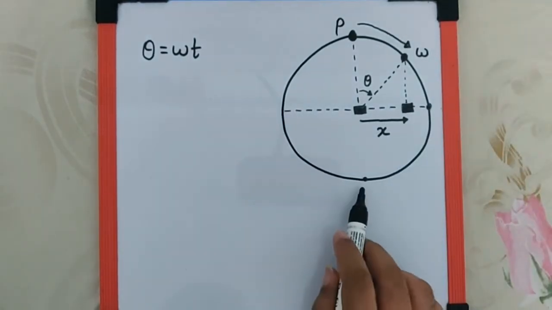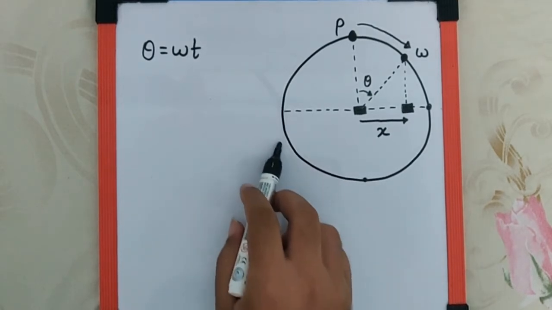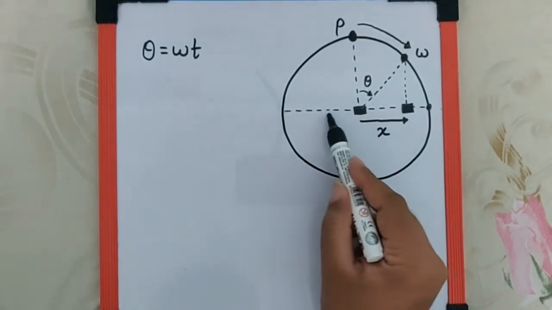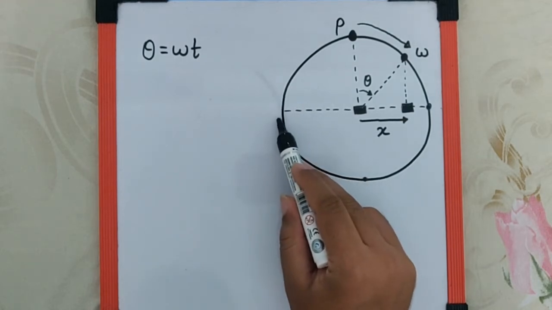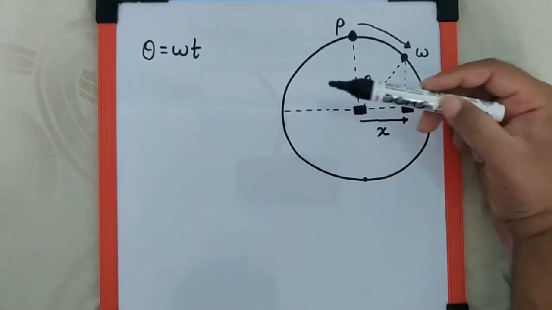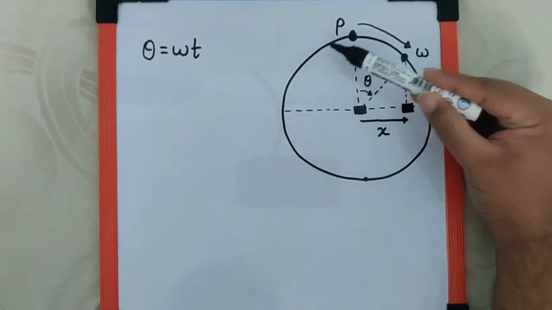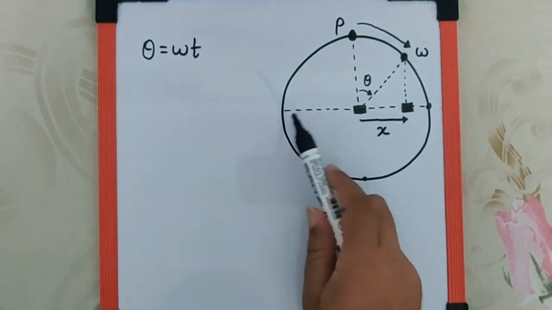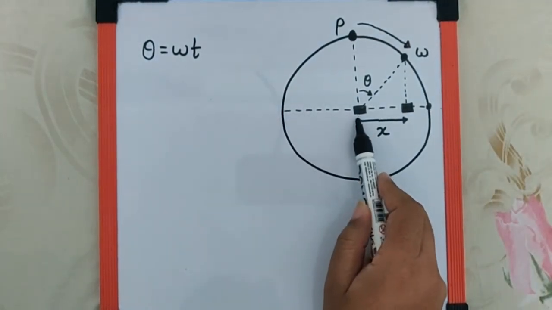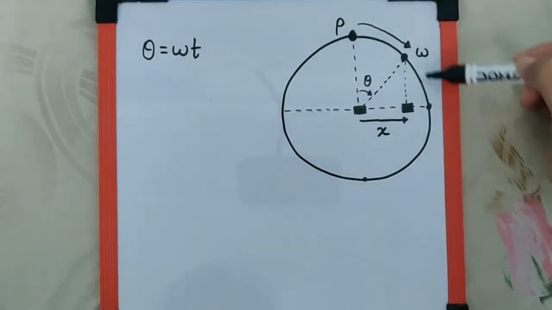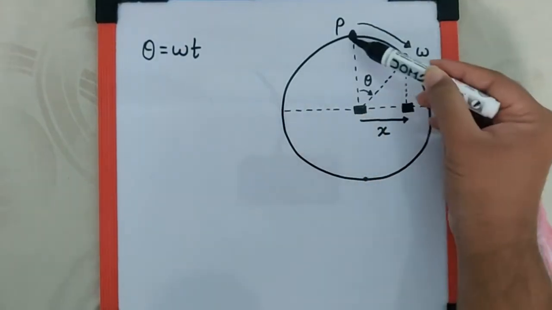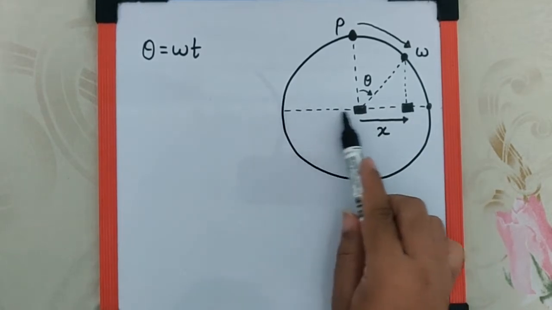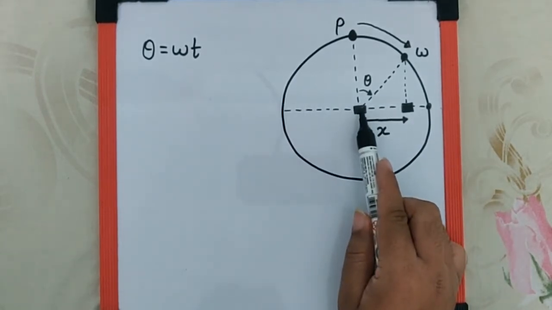Now as the particle moves ahead towards this end, the shadow along with it will reach the negative extreme position, and as the particle comes back to its starting position, the shadow will also come back to its mean position. So as the particle performs UCM, its projection, the shadow, performs SHM or oscillatory motion.